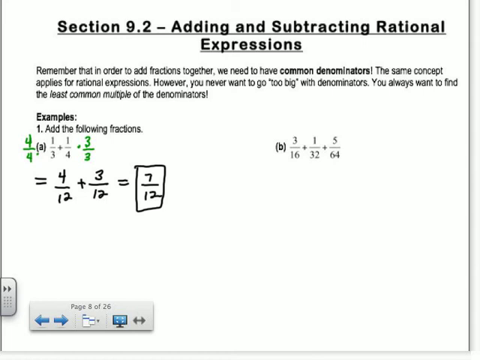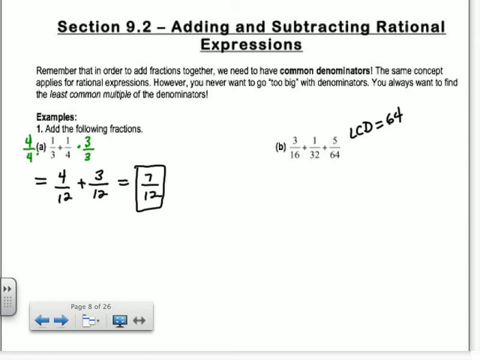Okay, then you got a little bit harder, and you had 3/16 plus 1/32 plus 5/64. Now you could multiply all those denominators by what the other ones were, so 32 and 64 for the first one, 16 and 64 for the second, and so on. But what was the easiest thing to do? Make them all 64, right? So the least common denominator is 64. So we're going to change all of them so that they're 64.